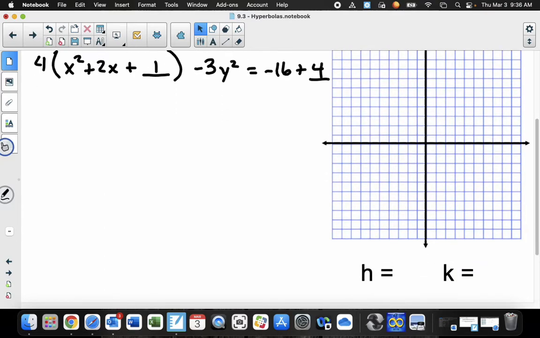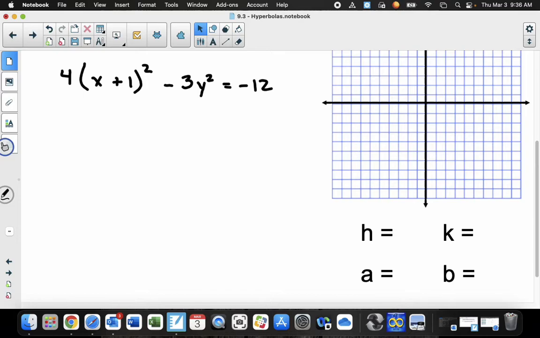As we work our way through this, we have 4 times the quantity x plus 1 squared. Again, I'm going to leave it right now as minus 3y squared. And then equal to negative 12. Now, same thing, same equation, we've got to get it equal to 1. So now I divide everything by negative 12. Okay? Divide everything by negative 12.